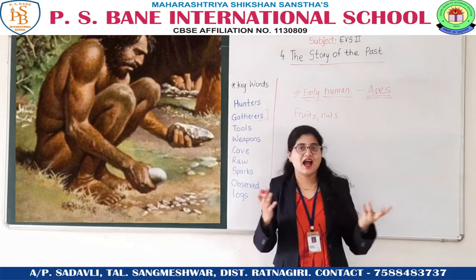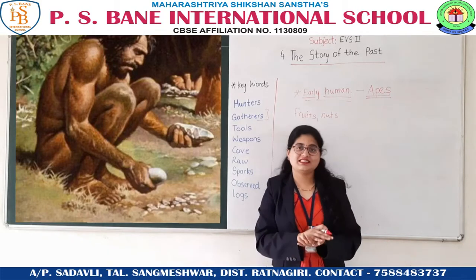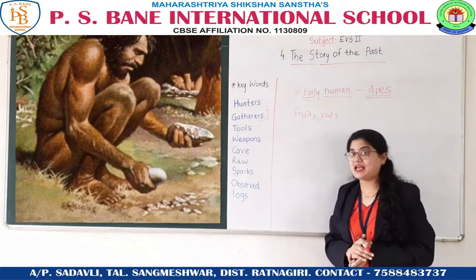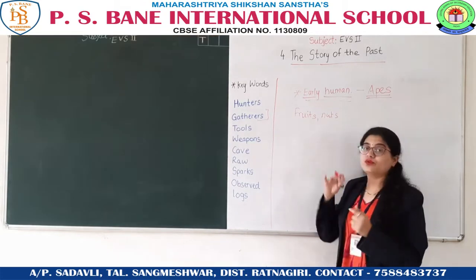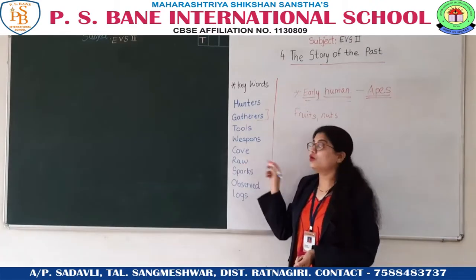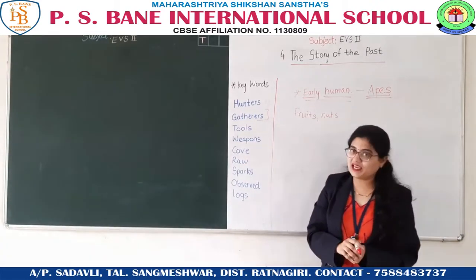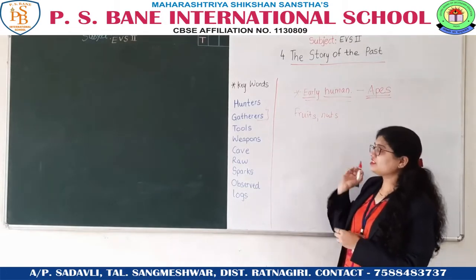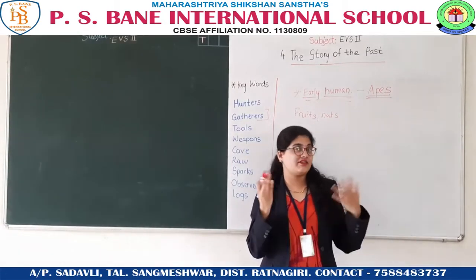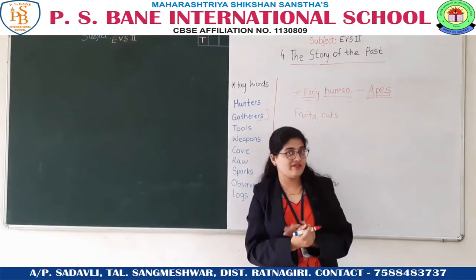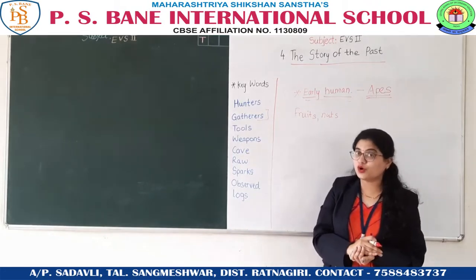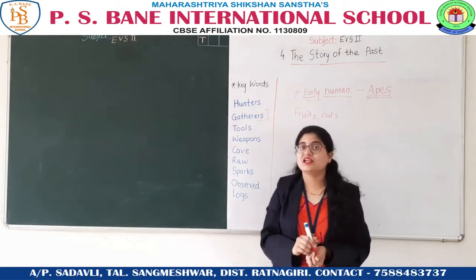After learning how to create fire, they started eating cooked food. Okay, as they found out, the cooked food is very much tastier than the raw food. Okay, very good. Then, as we all know, we human beings are very clever. We have a different brain than the other animals. So, they also know different things.